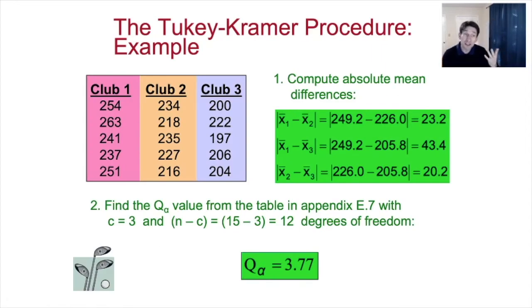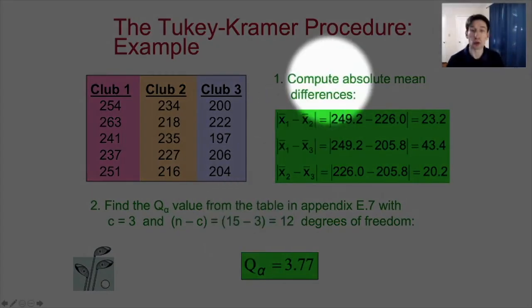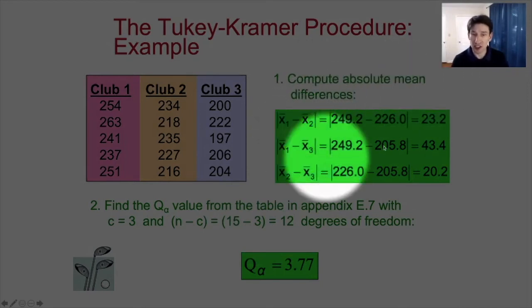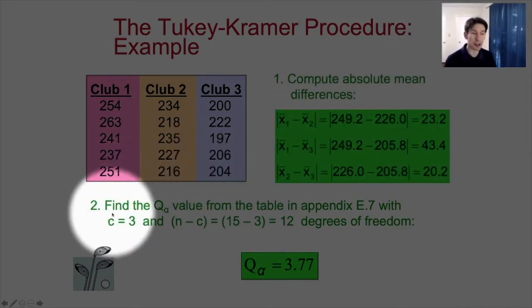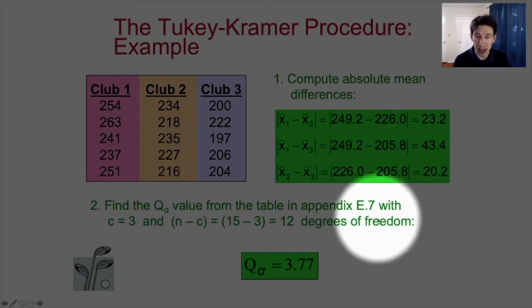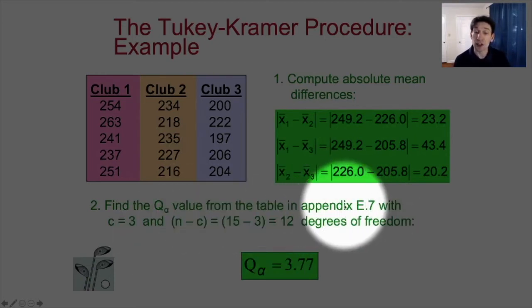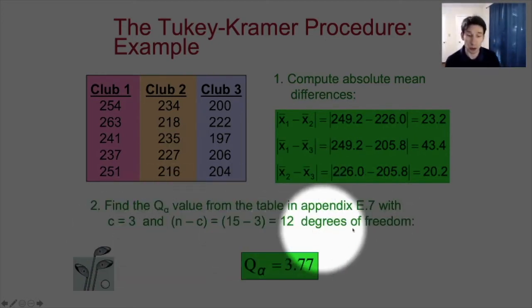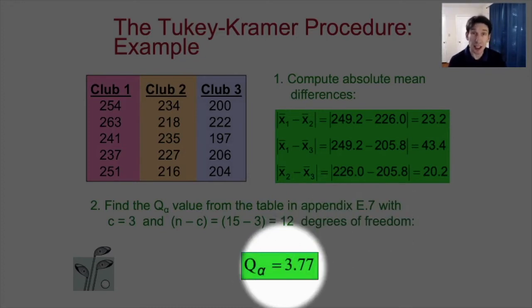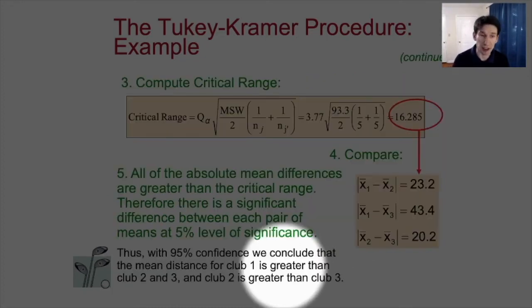And so there are 5 steps in the procedure. First, you compute the absolute mean differences, like this. Second, you find this Q alpha value. And there's an appendix in your book that allows you to do that. In this case, with this data, the value is 3.77.